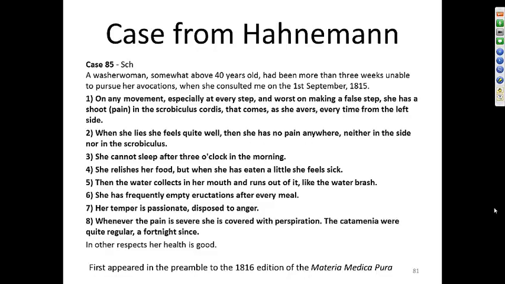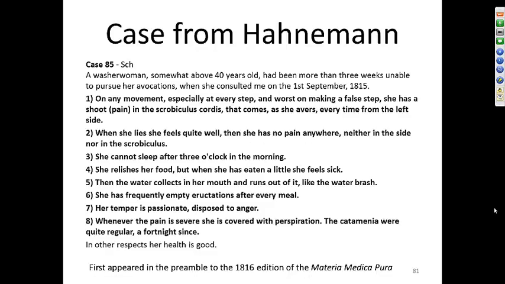Then she has no pain anywhere, neither in the side nor in the scorbiculus. Symptom number 3, she cannot sleep after 3 o'clock in the morning. Symptom number 4, she relishes her food, but when she has eaten a little, she feels sick. Symptom number 5, then the water collects in her mouth and runs out of it like water brash, which is like acid indigestion. Symptom number 6, she has frequently empty eructations, burping after every meal. Symptom number 7, her temper is passionate, disposed to anger. Symptom number 8, whenever the pain is severe, she's covered with perspiration. The catamenia were quite regular a fortnight since. In all other respects, her health is good.